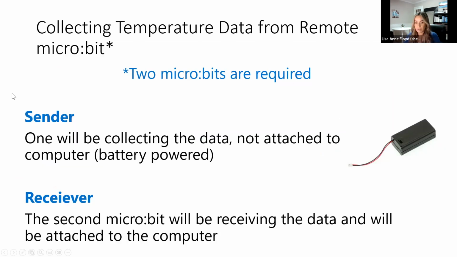Funny, I didn't even notice that when I went over this. Okay, so the sender will be collecting the data and is not attached to the computer. That's where you want to use your battery pack, which is currently connected to a pencil, because I was demonstrating that if you knock down a pencil, which could be a tree, you can send a signal to alert that people are cutting trees down. Then you've got the receiver, which is attached to your computer. It's receiving the data, and then it's going to display it for you.